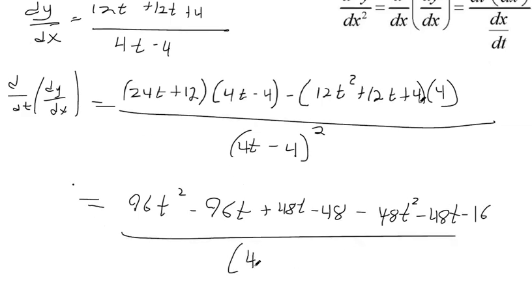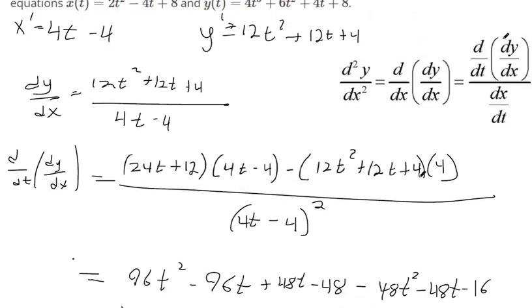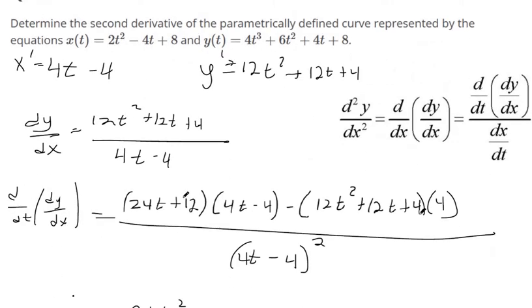This is all over 4t minus 4. Oh, sorry. Yeah, squared. Okay. Am I getting ahead of myself? I was talking about the second derivative total. This is all still the derivative of this with respect to t. This is all the numerator. If we want it to be the second derivative, then we need to divide it by, like I was saying, the derivative of x with respect to t.